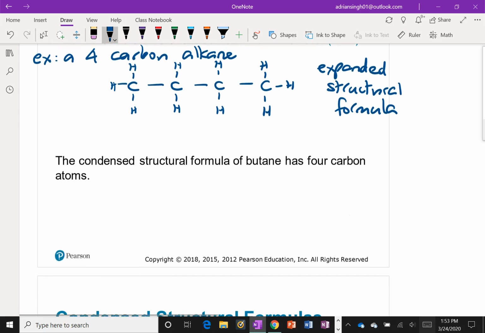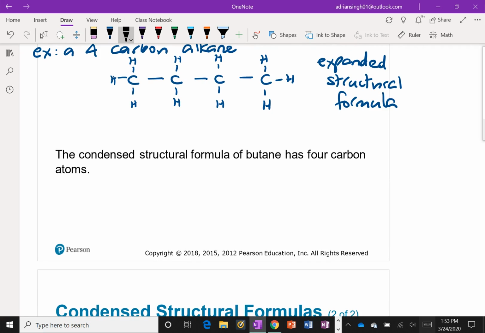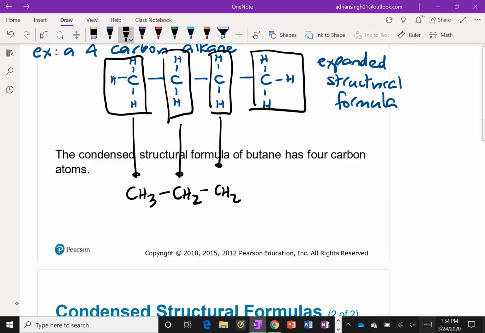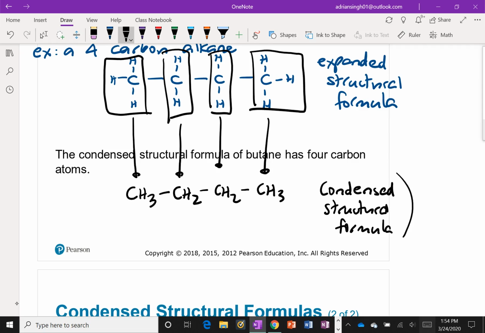We can then take that expanded structural formula and condense it like we did previously. So we have a C and 3 H's, connected to a C and 2 H's, connected to another C and 2 H's, connected to a C and 3 H's on the right side. So this here would be your condensed structural formula, just a quicker way to represent the structure for an organic compound.